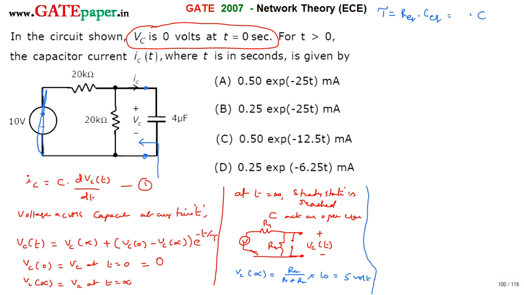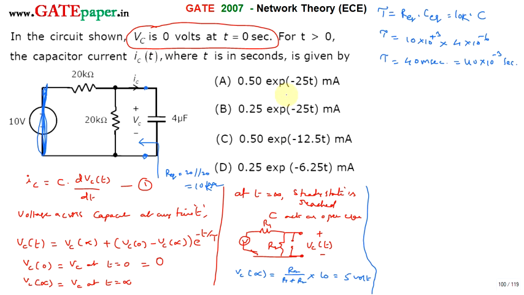So nullify this: the independent voltage source is now shorted. Because you are calculating Thevenin's resistance, the equivalent resistance across these two terminals, no other voltage or current sources should be present. Then this 20k and this 20k are in parallel. So R equivalent is 20 parallel 20, which gives half, so 10 kilo ohms. So tau is equal to 10k into C. 10k means 10 power 3, and C is 4 microfarad, that is 4 into 10 power minus 6. Tau is 40 milliseconds, that means 40 into 10 power minus 3 seconds.